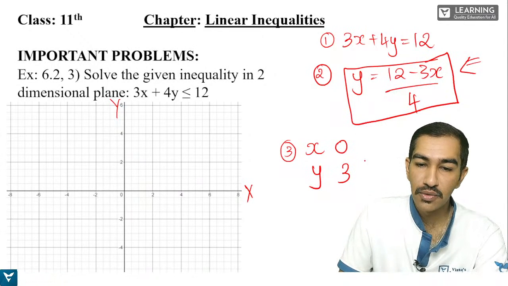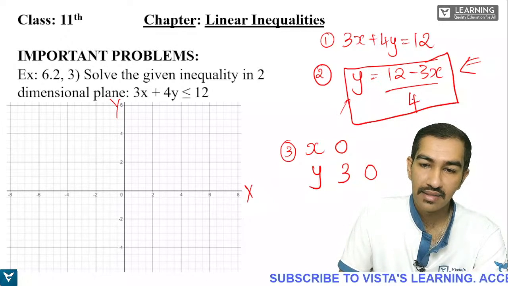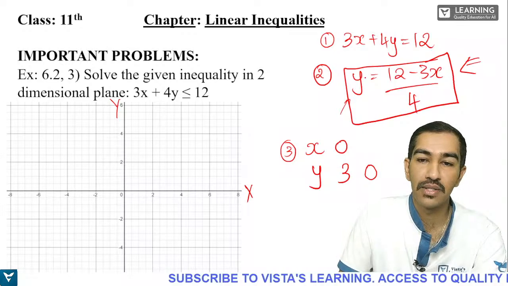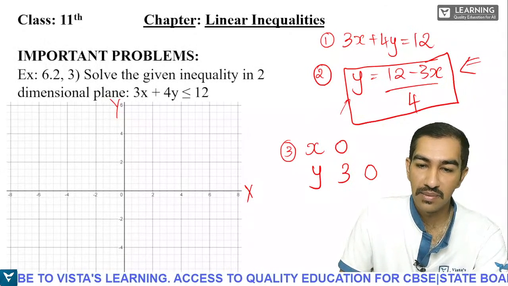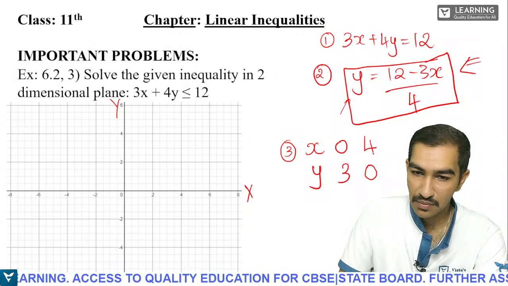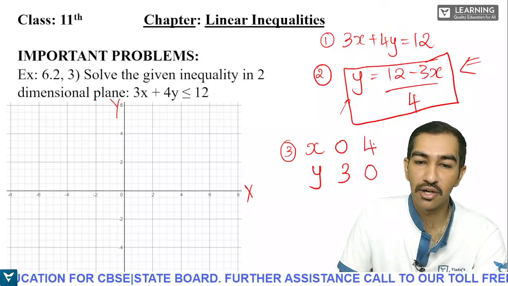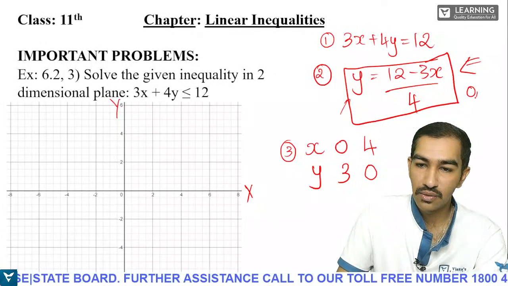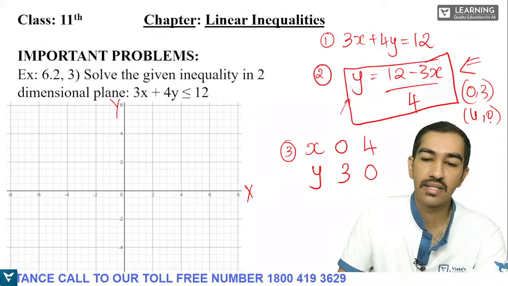Similarly, put y = 0 now. In this place you put 0. Cross multiply. 4 into 0 will also become 0. Take this minus 3x to this side; it will become plus 3x. So x will be equal to 4. Only 2 points are enough. So what are the coordinates we got here? We got (0, 3) and another coordinate which we got is (4, 0).